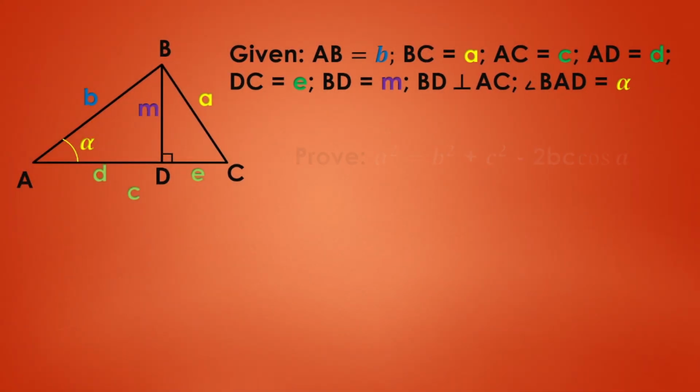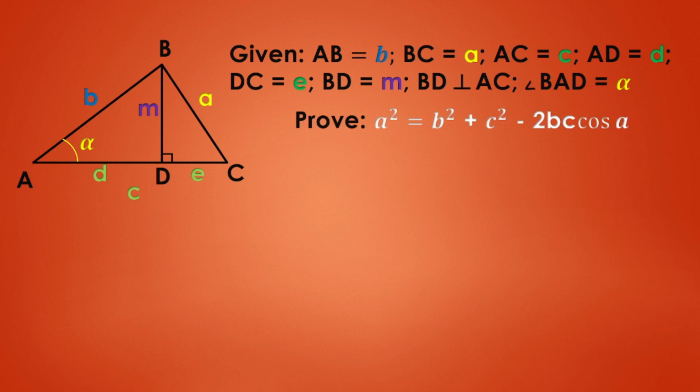Let AB equals B, BC equals A, AC equals C, BD equals M, AD equals D, DC equals E. BD is perpendicular to AC. Angle BAC equals alpha. We need to prove that A squared equals B squared plus C squared minus 2BC times cosine of alpha. Let us take the triangle ABD and find in it the sine of alpha, which is equal to the ratio M over B. Hence M equals B times sine of alpha.